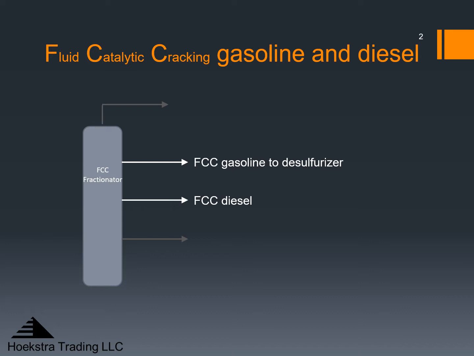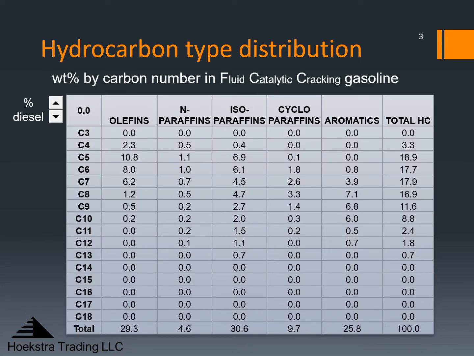We are going to talk about a specific project we did this year for a particular refinery. That refinery wanted to be able to calculate this hydrocarbon type distribution by carbon number for the gasoline as a function of the percent diesel moved up into or down from the tail of the gasoline. This is a spreadsheet we developed for them.